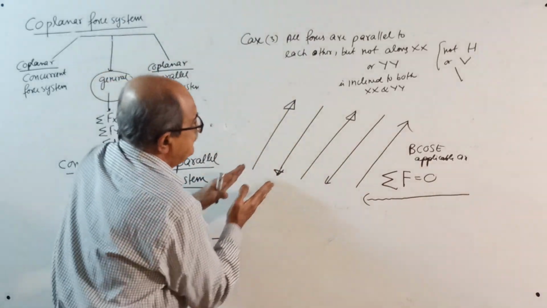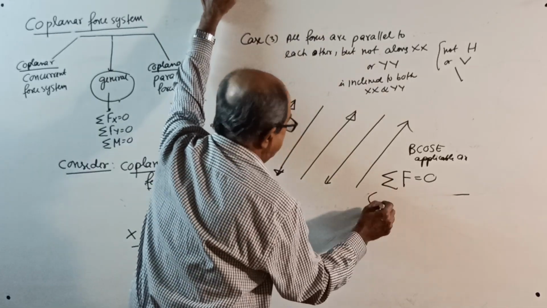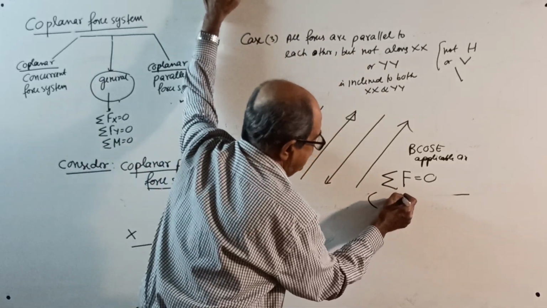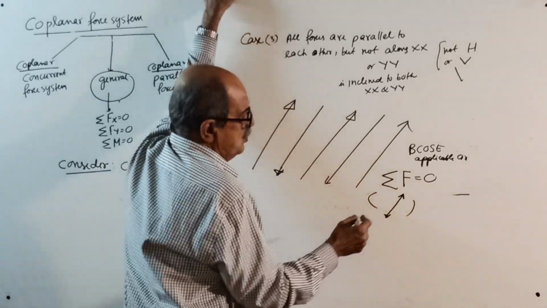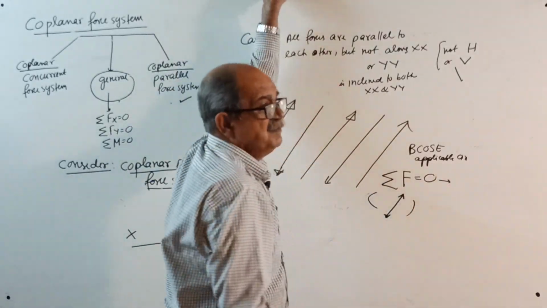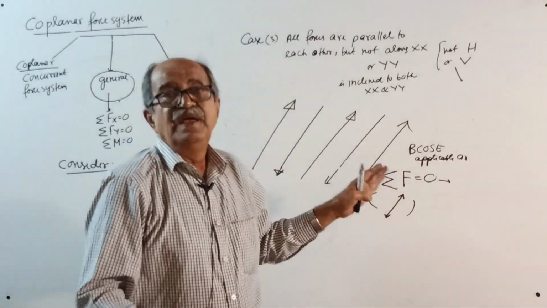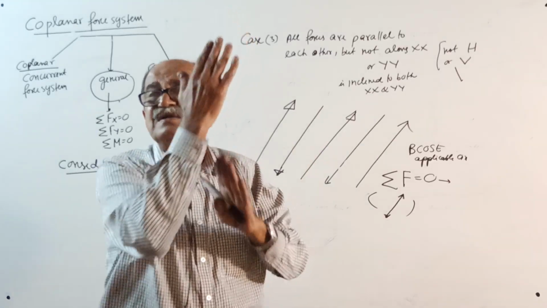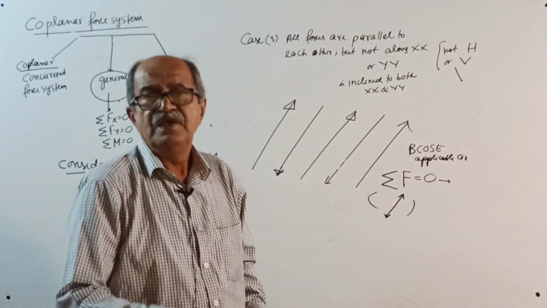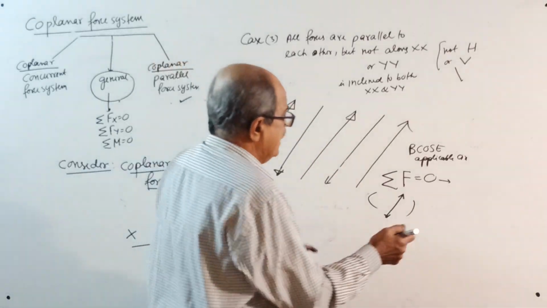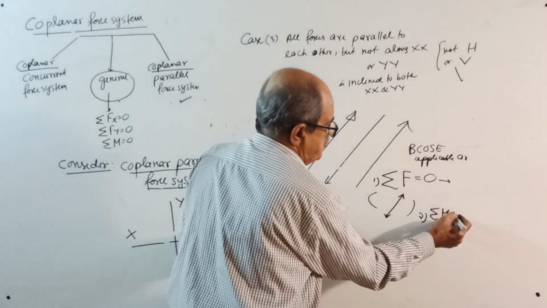If all the forces are this way, your sigma f 0 means sigma f as per this sketch, this way or this way, parallel to this one, sigma f 0. You should write algebraic sum of all the forces in that direction which is parallel to the given force system is 0. Second one, as usual, sigma m is 0.